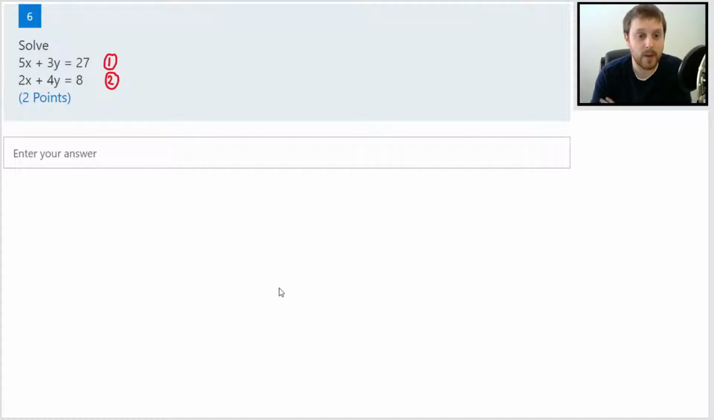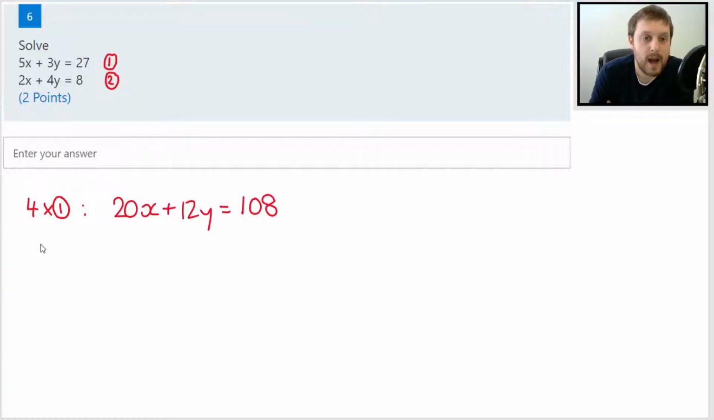same answer either way. So if I want to eliminate y, I need to make the numbers in front of the y's be the same. So what I could do is 4 times equation 1. That would be 20x plus 12y is 27 doubled is 54, doubled is 108. And I could do 3 times equation 2. Remember, I'm going to times everything by 3. So it's going to be 6x add 12y is 24.